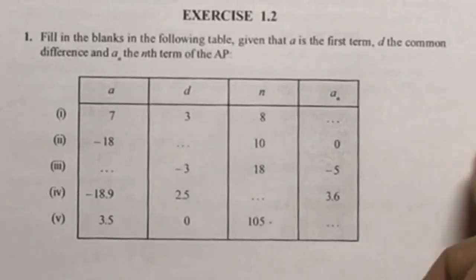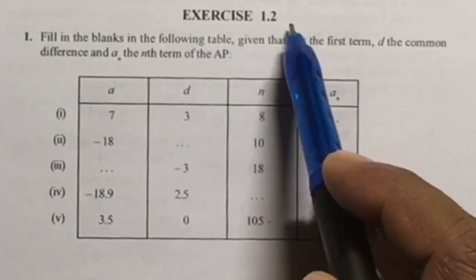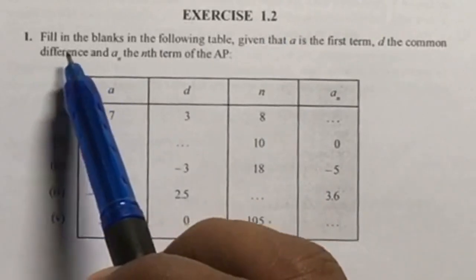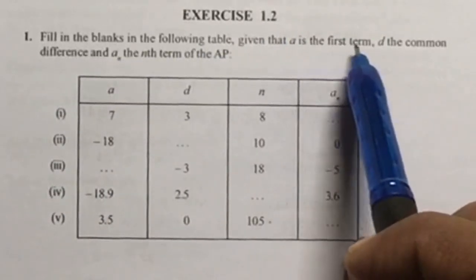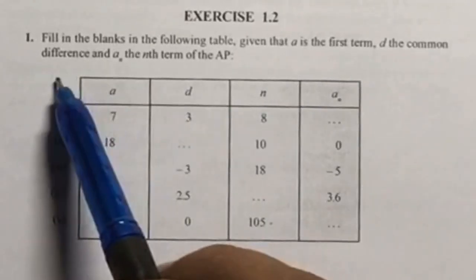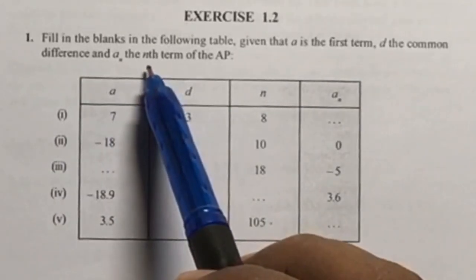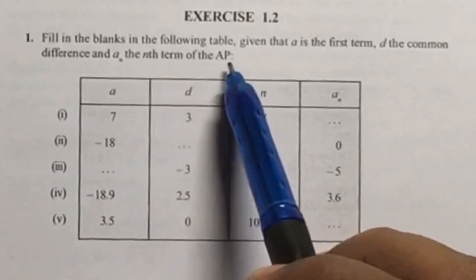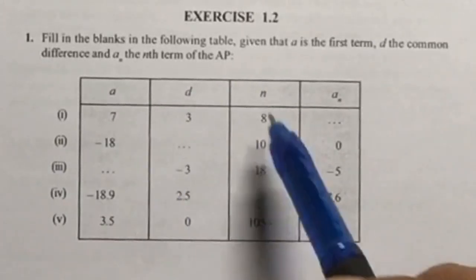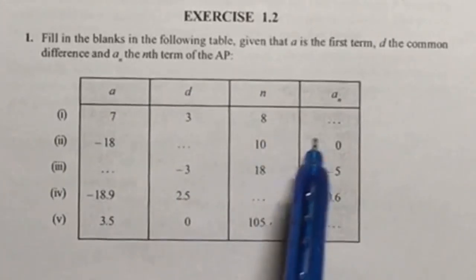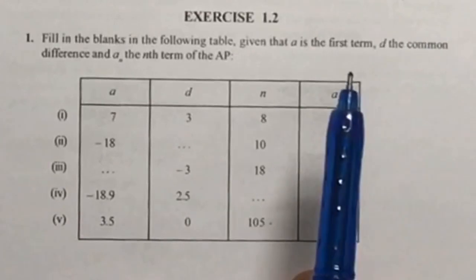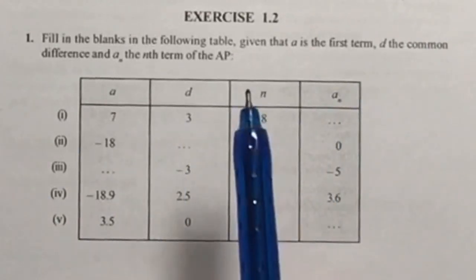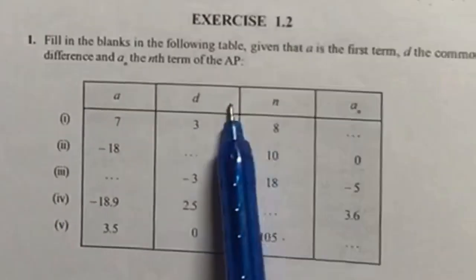Hi students, today we are going to do exercise number 1.2: fill in the blanks in the following table, given that a is the first term, d is the common difference and an is the nth term of the AP. Here a box is given with blanks to fill, and we have to find out the values. We already know the formula, and using that AP formula we can fill in the blanks.